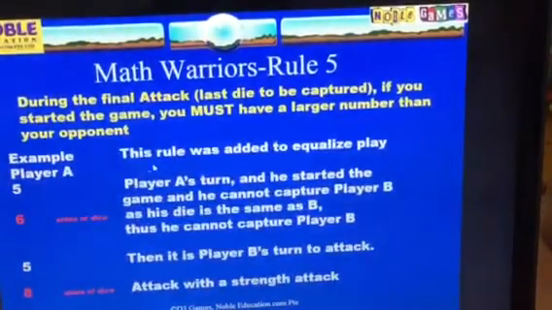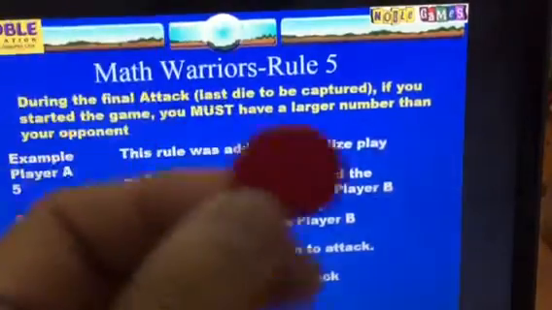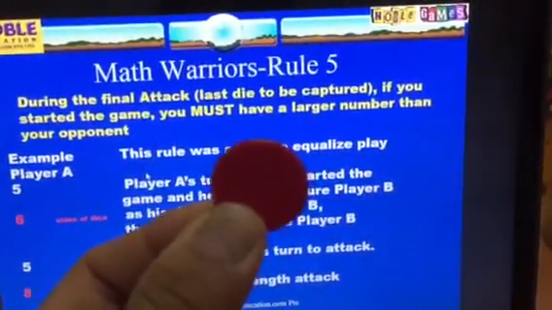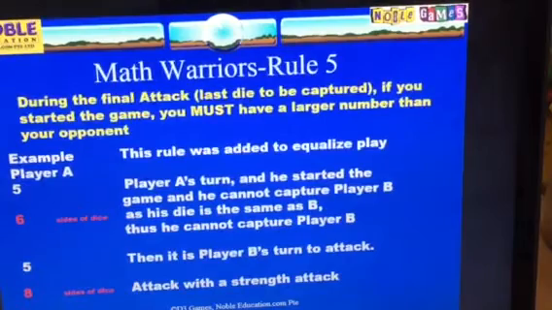Okay, so the final rule, that's where the red chip comes in. The player who has a red chip in the final attack, if they have one die to their opponent's one die, they will lose the equal power. That means if they have a strength attack, if their number is the same as their opponent's, they will lose. They cannot attack their opponent, therefore it becomes the opponent's third turn to attack and they win.